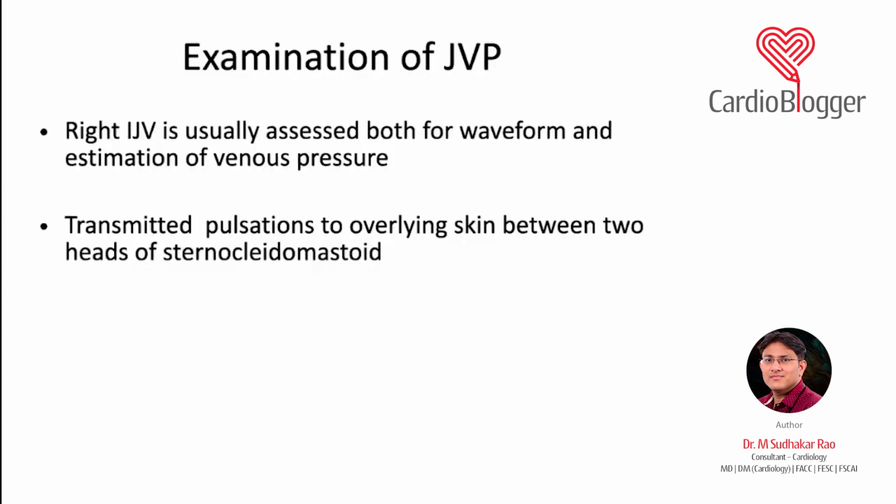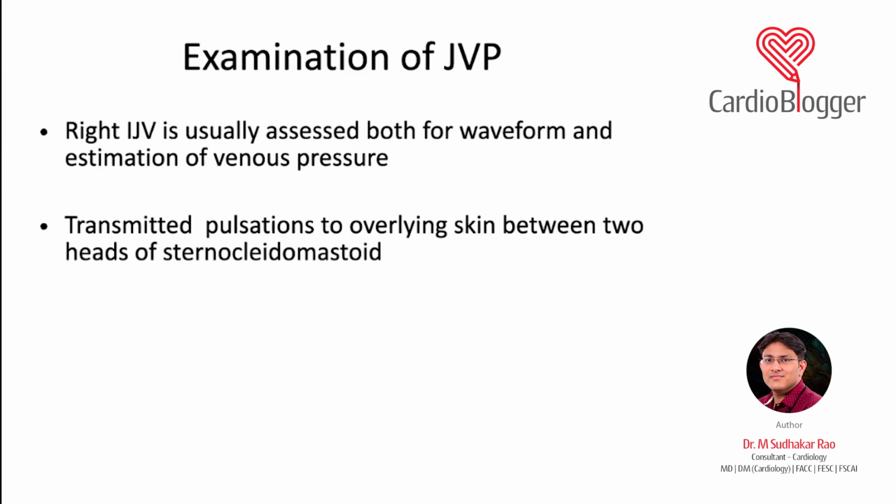Now, JVP examination, as I already told you, there are various things which you have to tell in a JVP. When you explain a JVP, you should tell whether JVP is pulsatile or not. Why is it important? Because one of the important causes of non-pulsatile JVP is SVC obstruction. There are many causes of the pulsatile JVP; however, non-pulsatile is seen in SVC obstruction. Then you should tell whether the JVP is raised or not. I'll come to the point. How do you say the JVP is raised or not?